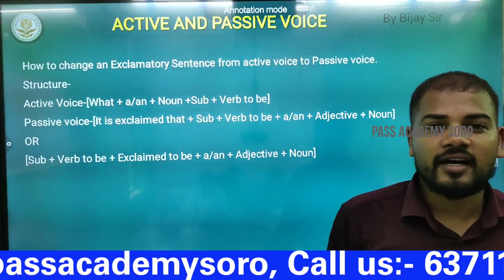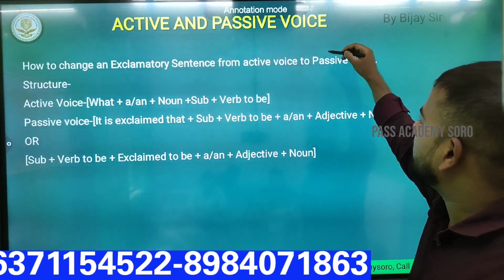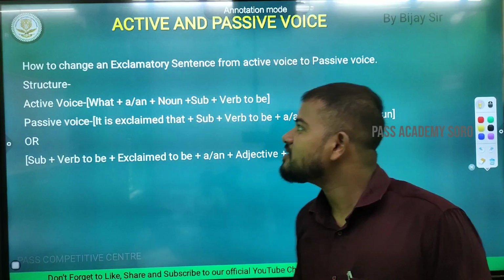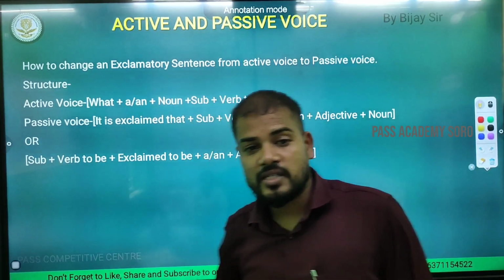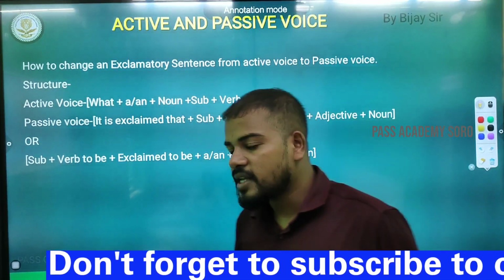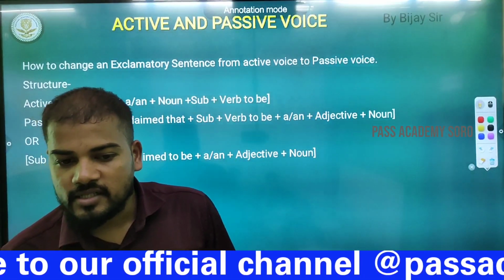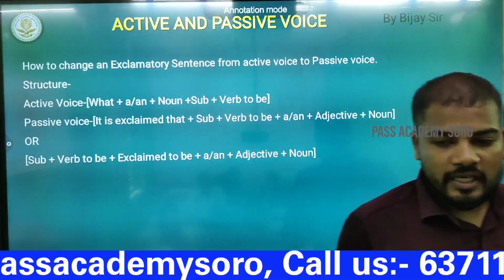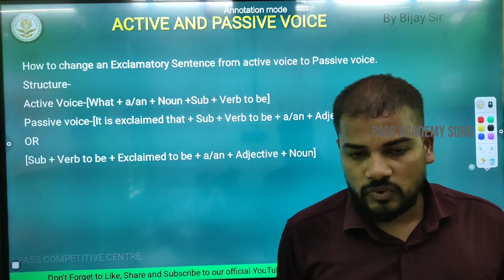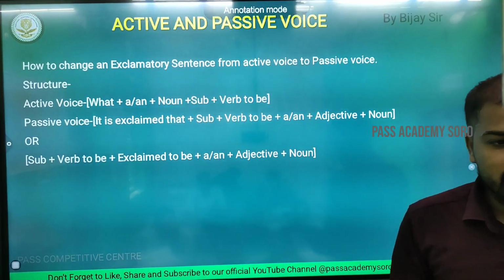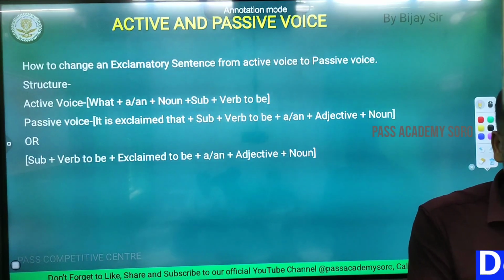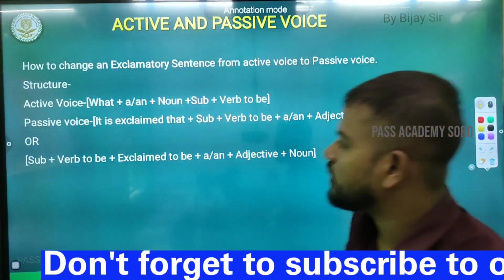So dear students, we already learned how to change an imperative sentence into passive voice. Now we have the final type of sentence, that is the exclamatory sentence. Dear student, how to change an exclamatory sentence into passive voice? What is an exclamatory sentence, dear students? If a sentence expresses a strong feeling of mind, that is known as an exclamatory sentence, right? Like what a shame, oh my god, that kind of sentence is known as an exclamatory sentence, right?